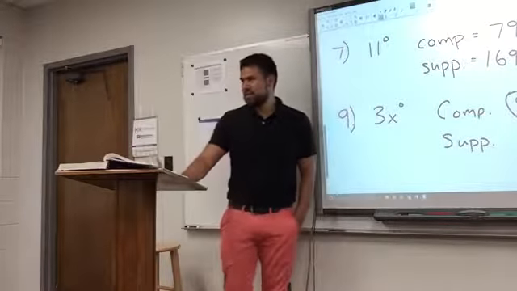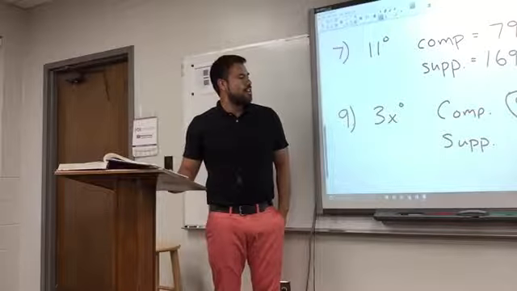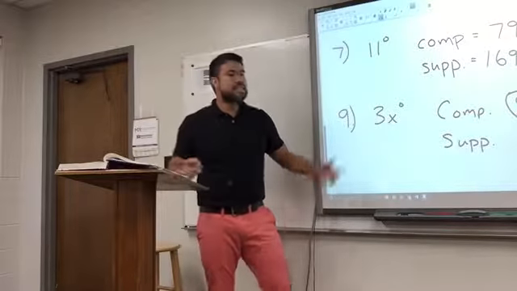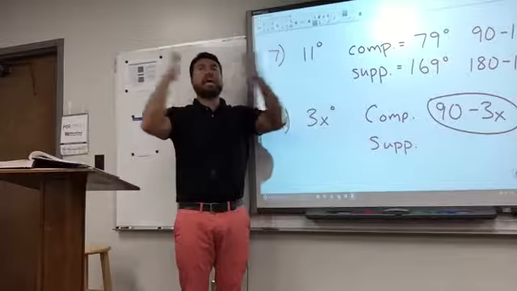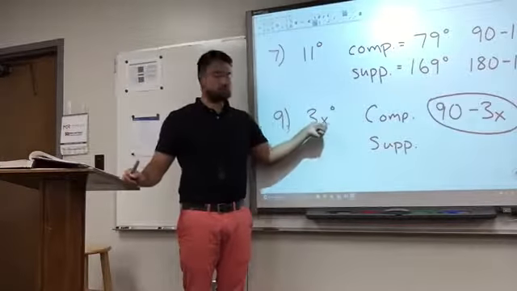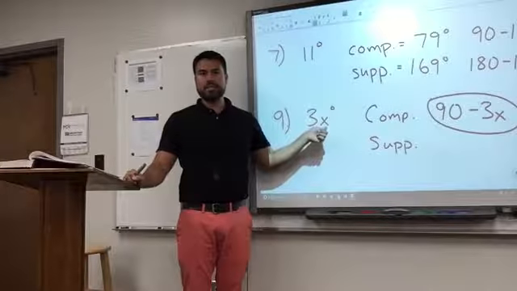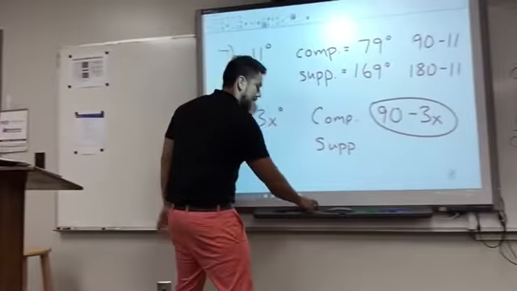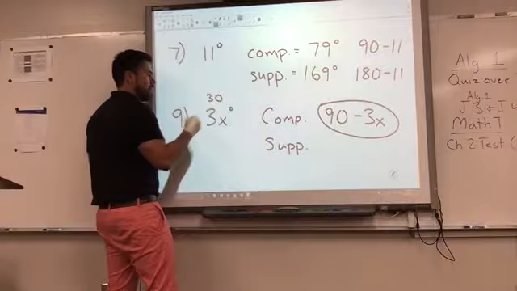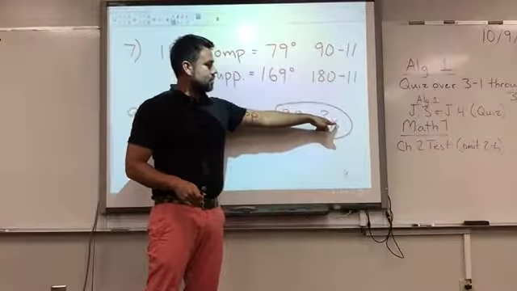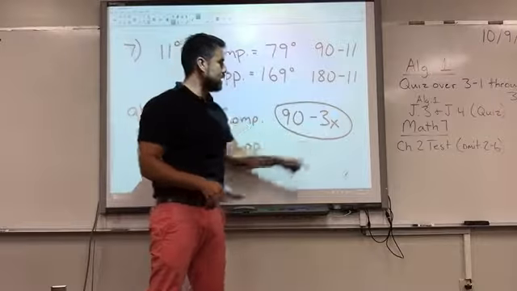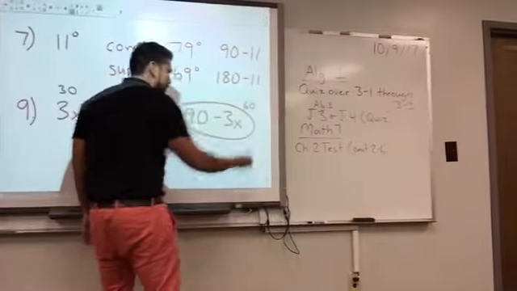Okay? Let's get some values here so you can see it with actual numbers. Let's pretend, okay, I'm going to assume x equals 10. Okay? So what's 3 times 10? Okay, so we're pretending that we do have a value. That would be 30, okay? So what's 3 times 10? 30. What's 90 minus 30? Wouldn't my complement be 60?